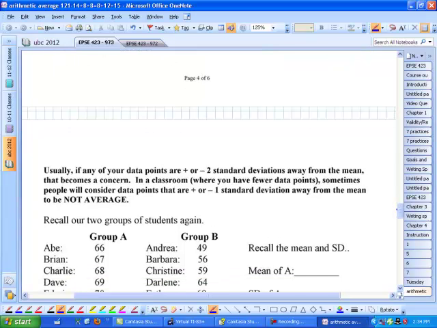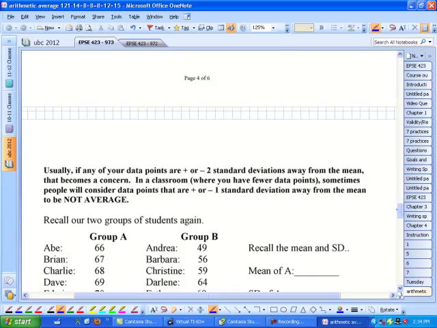All right, well, I want to say usually if any of your data points are plus or minus 2 standard deviations away from the mean, that's really a concern. So plus 2, whoa, this kid is like off the charts. Minus 2 standard deviations, whoa, like really far behind. We've got some issues. However, in a classroom, you might not have that many data points, so therefore you really can't see that difference with plus or minus 2 standard deviations.